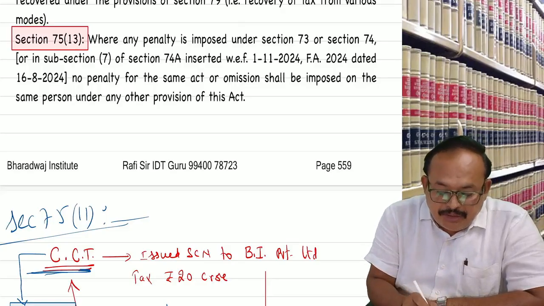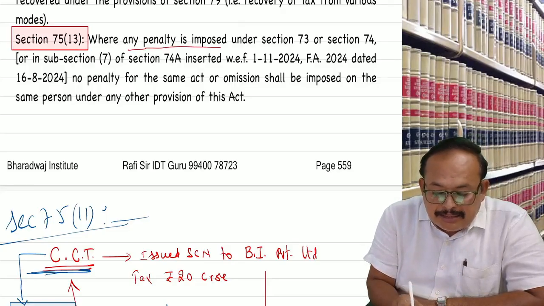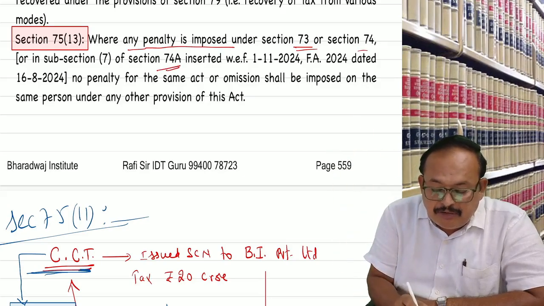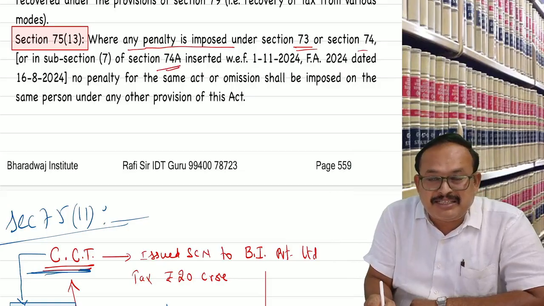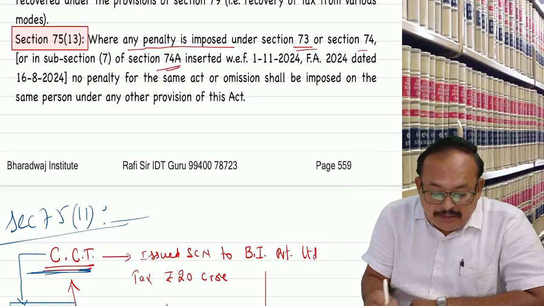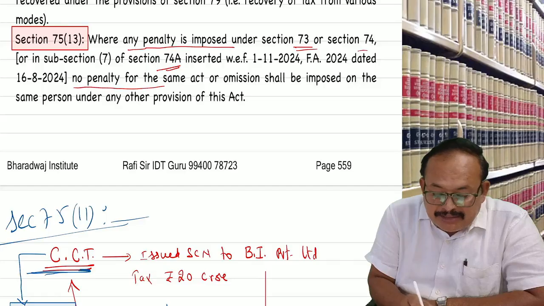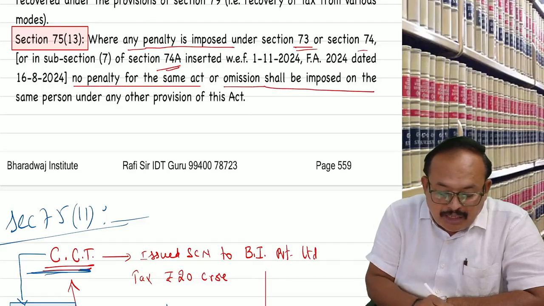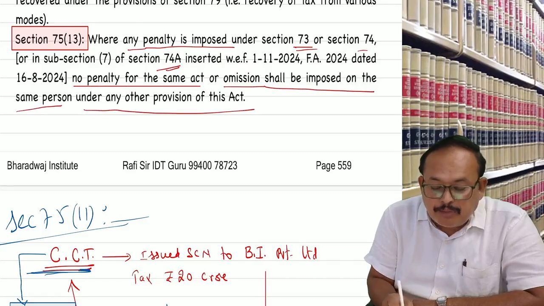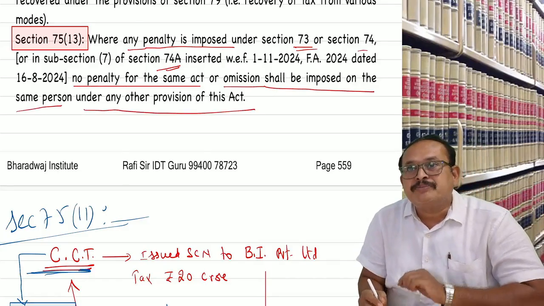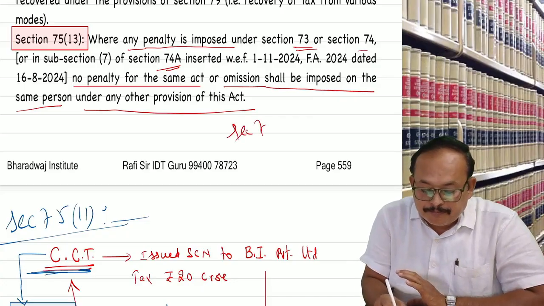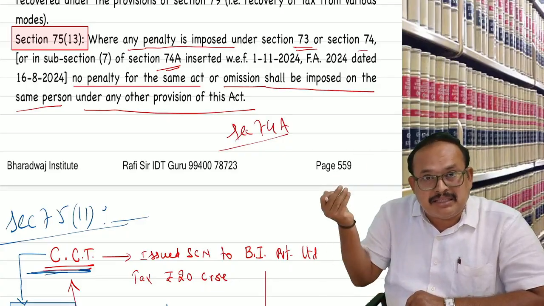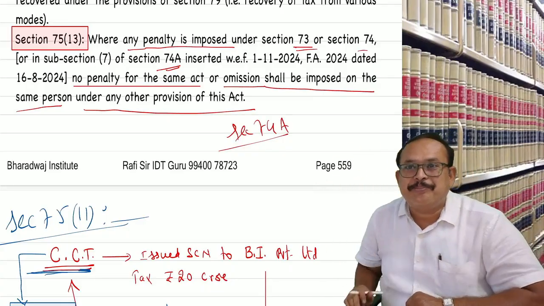It says where any penalty is imposed under 73, 74 (old provisions; the new provision is 74A from Finance Act 24-25 onwards), no penalty for the same act or omission shall be imposed on the same person under any other provision of this Act. Meaning what? If 74A penalty applies, penalty in other sections for the same act should not apply.